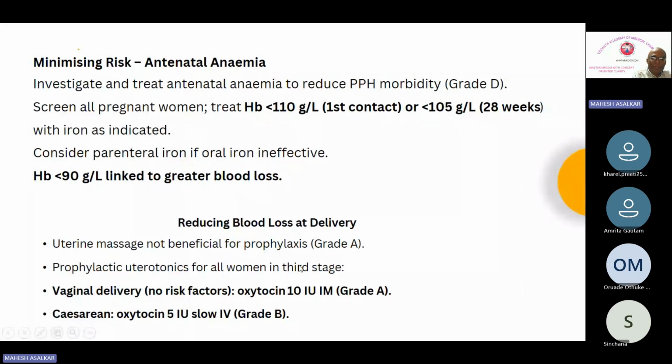Reducing the blood loss at delivery. Uterine massage is not beneficial. Then prophylactic uterotonics are indicated. Vaginal delivery for a low risk woman, 10 units of oxytocin intramuscularly is the uterotonic of choice. For caesarean section, 5 units slow IV.